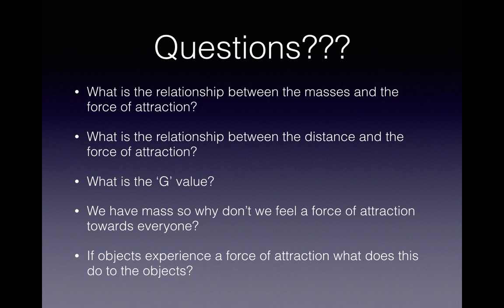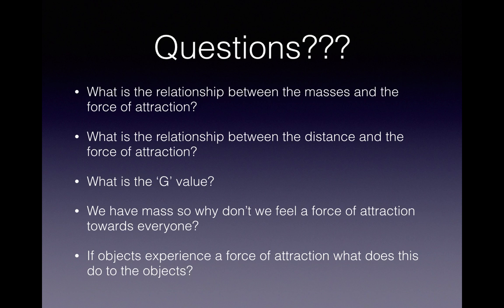So the force of attraction is inversely proportional to r squared, where r is distance, or the force of attraction is inversely proportional to the distance squared, or the force of attraction is proportional to 1 over r squared. The G value is the gravitational constant. You'll find that in the log tables.